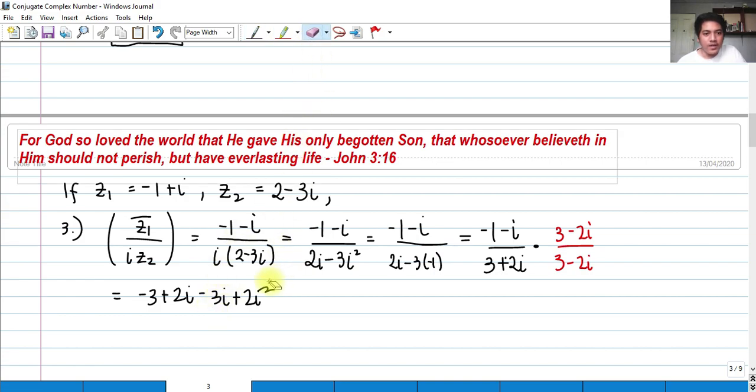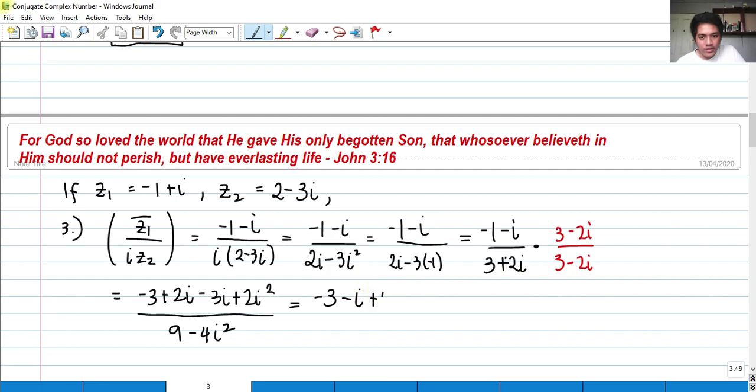Okay, let me just rewrite this. 2i squared all over we have 9, okay, minus 4i squared. Evaluate this i squared. So first simplify this. We have negative 3, 2i minus 3i, that's minus i. We know that plus 2 times negative 1. And then we have 9 minus 4 times negative 1.